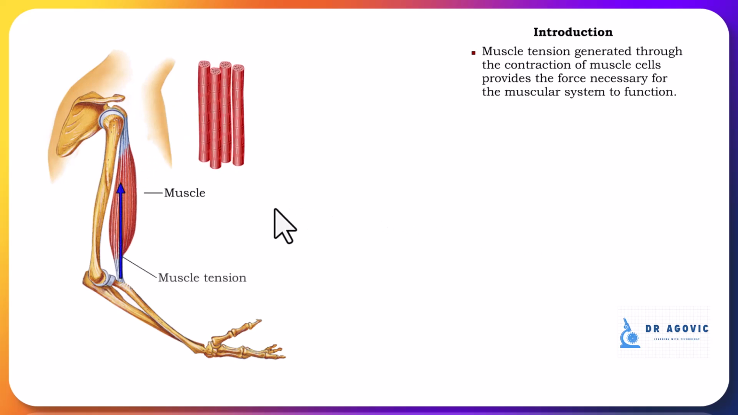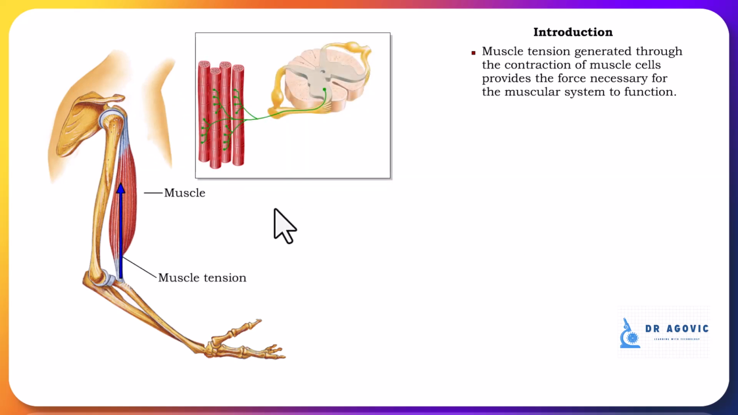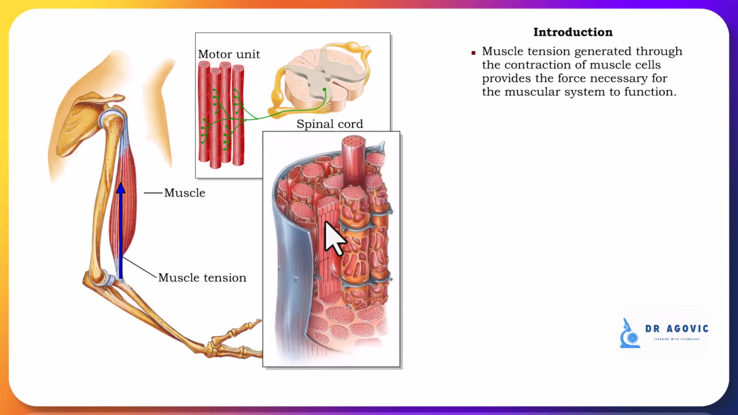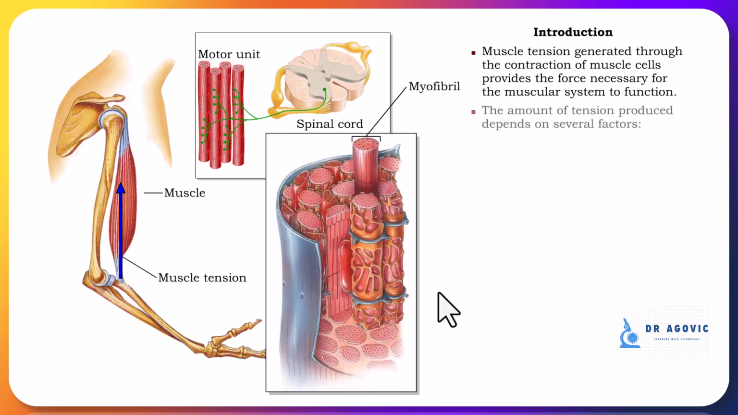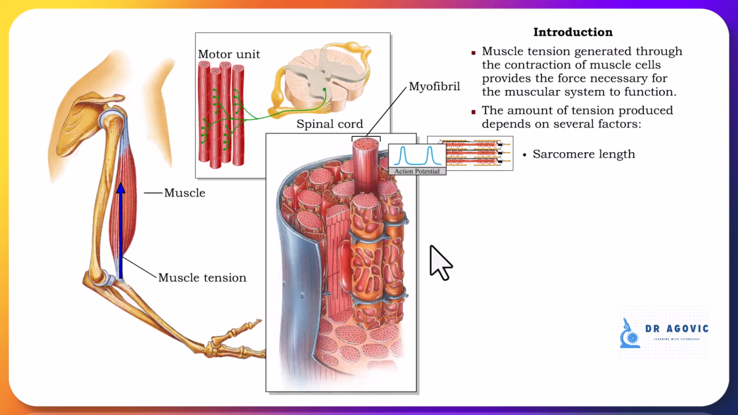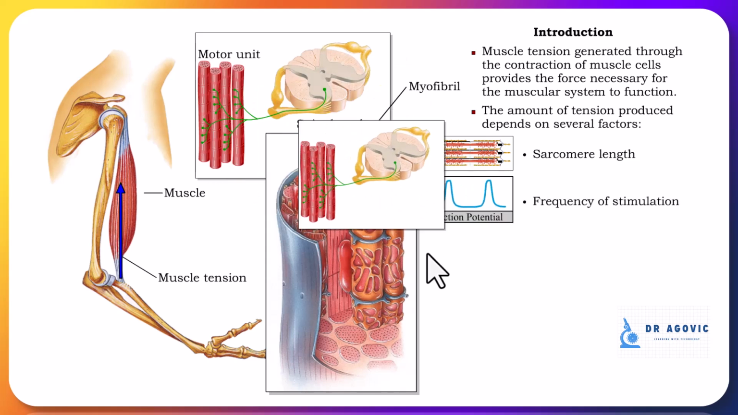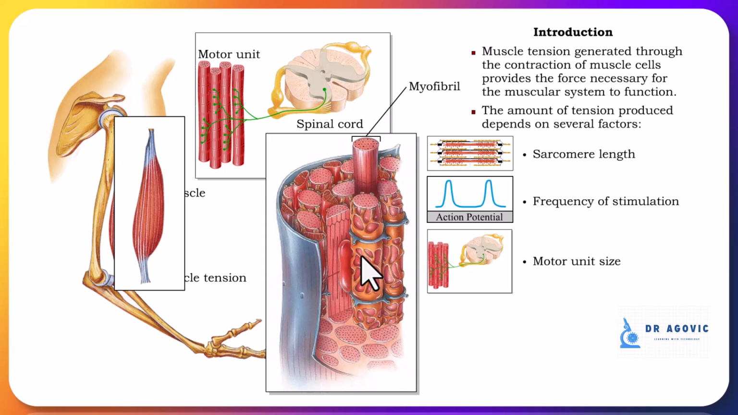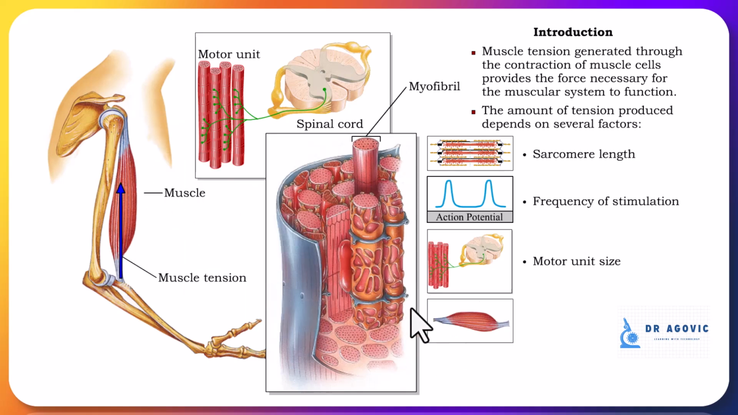Contraction of muscle cells generates muscle tension, which provides the force necessary for the muscular system to function. The amount of tension generated depends on such factors as sarcomere length, frequency of stimulation, and the size and number of muscle motor units involved.